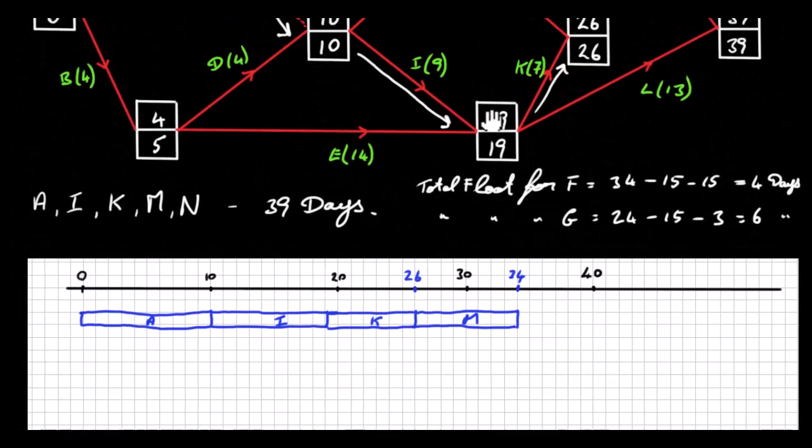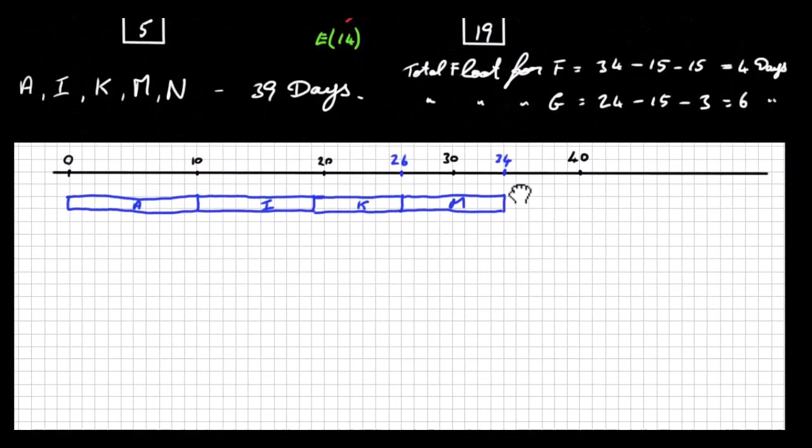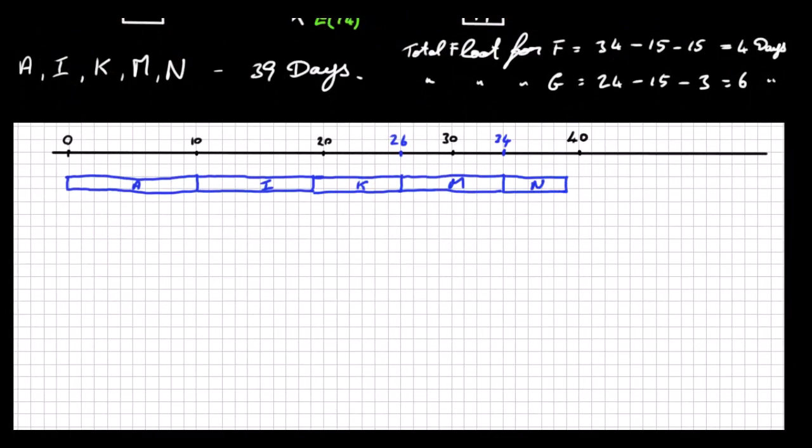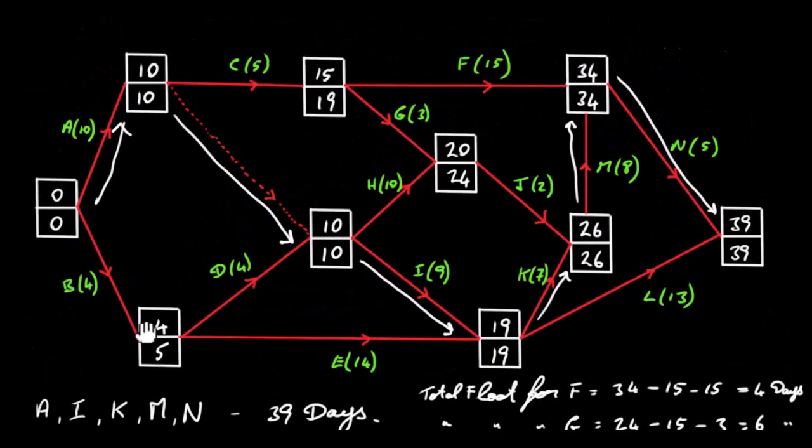So we've just got to do N finally. So N goes from 34 to 39. And this is N. Okay, so the next thing we're going to do is, we've looked at A, so let's look at B then. So we're going to look at B here.